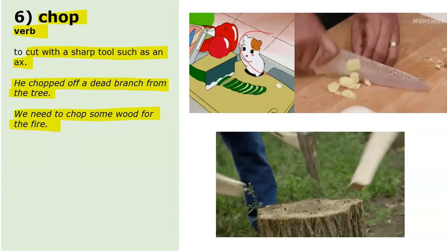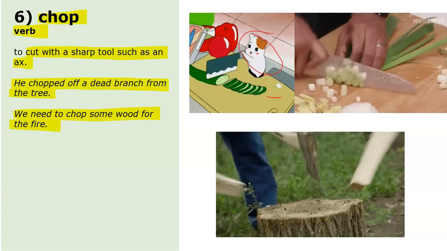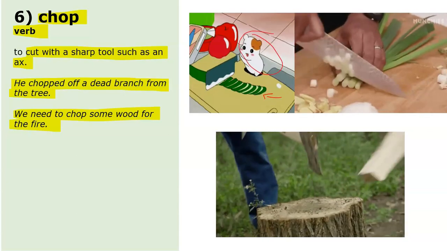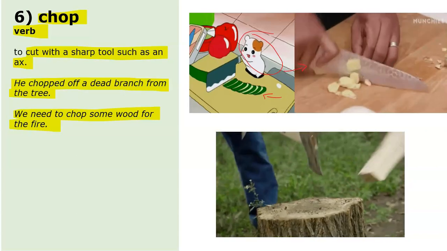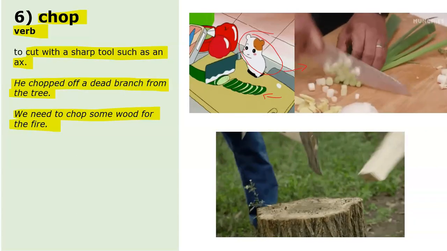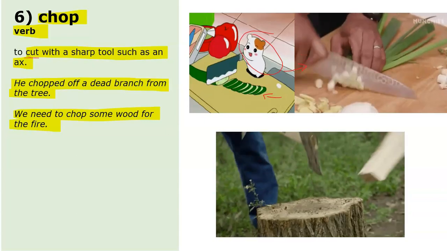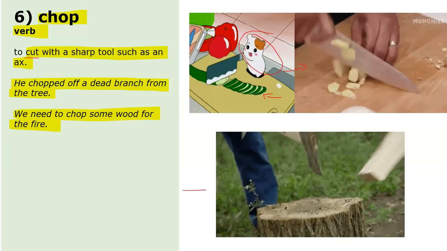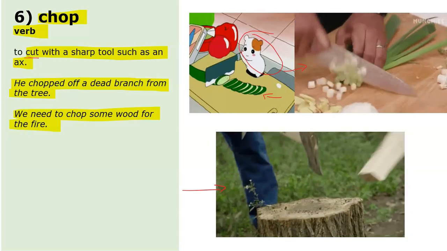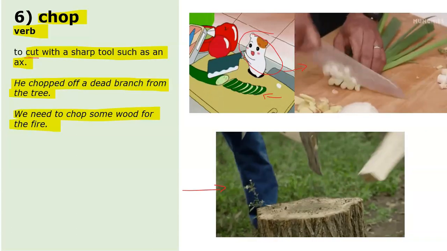Here, the cute little hamster is chopping some cucumber. And in this video here, the person is chopping some vegetables. So chopping is just like saying to cut something. You can cut vegetables or you can cut wood like this. He's chopping the wood with an axe.